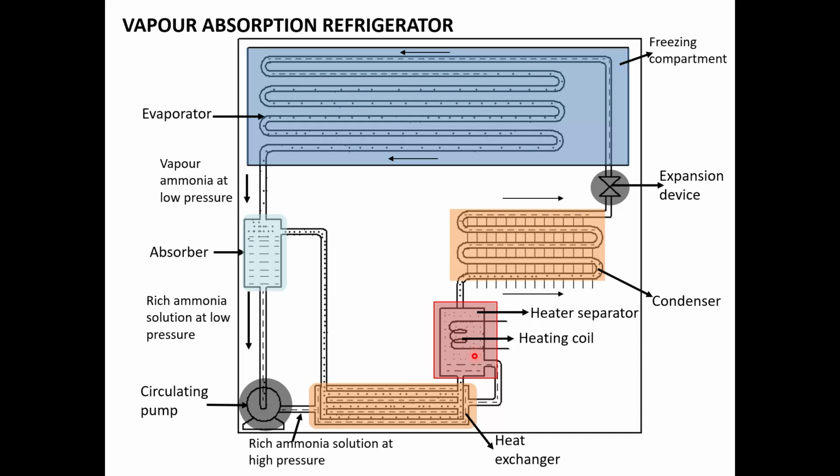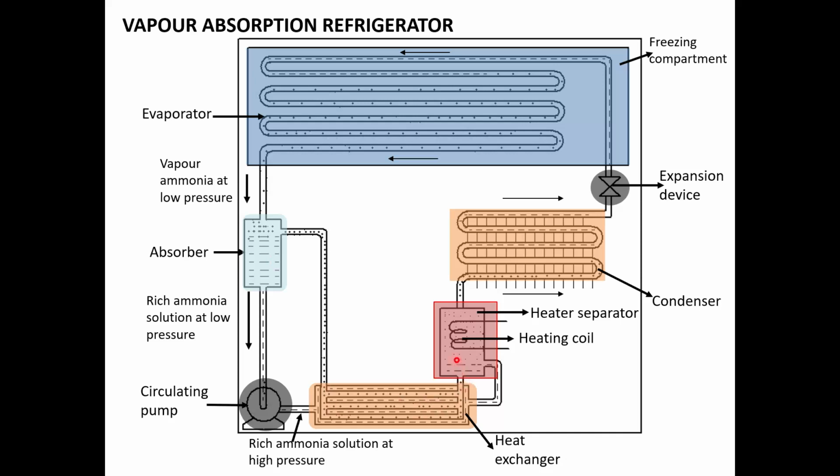Now in the heater separator, with the help of heating coil, the rich ammonia solution is heated. Since the boiling point of ammonia is much less than the water, when heated, ammonia will evaporate and the vapor ammonia will enter into the condenser. Now, the heater separator will remain with weak ammonia solution that is taken back to the absorber through heat exchanger.